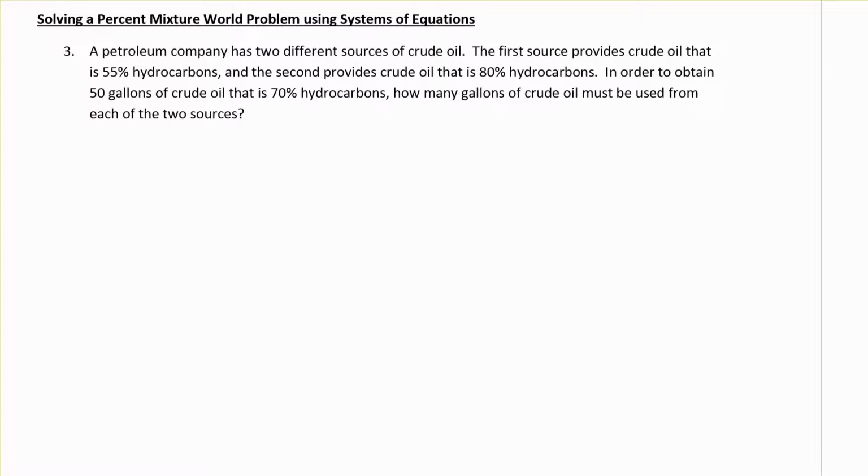A petroleum company has two different sources of crude oil. The first source provides crude oil that's 55% hydrocarbons, and the second provides crude oil that's 80% hydrocarbons. In order to obtain 50 gallons of crude oil that's 70% hydrocarbons, how many gallons of crude oil must be used from each of those two sources?